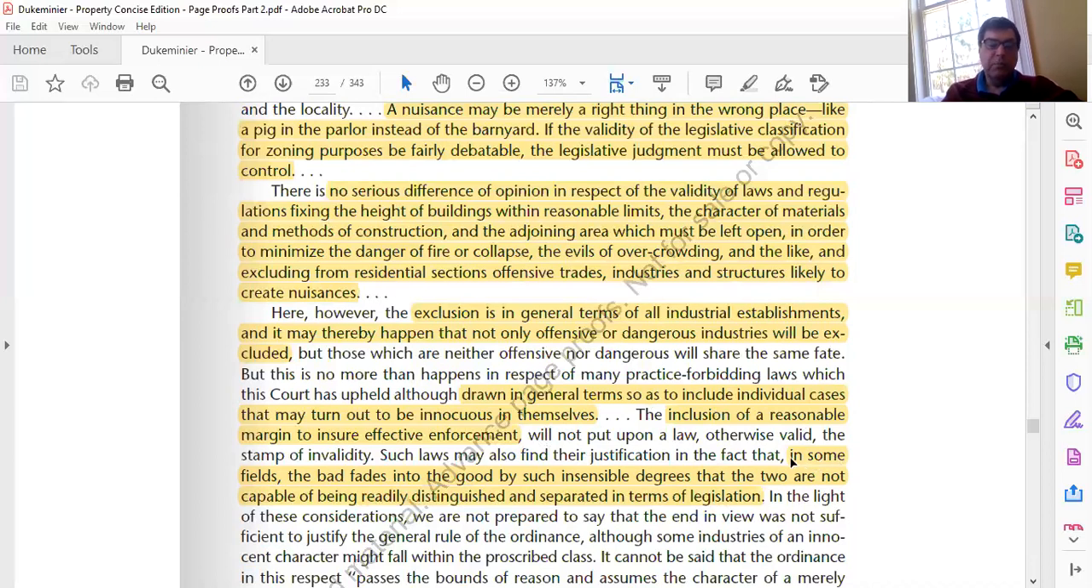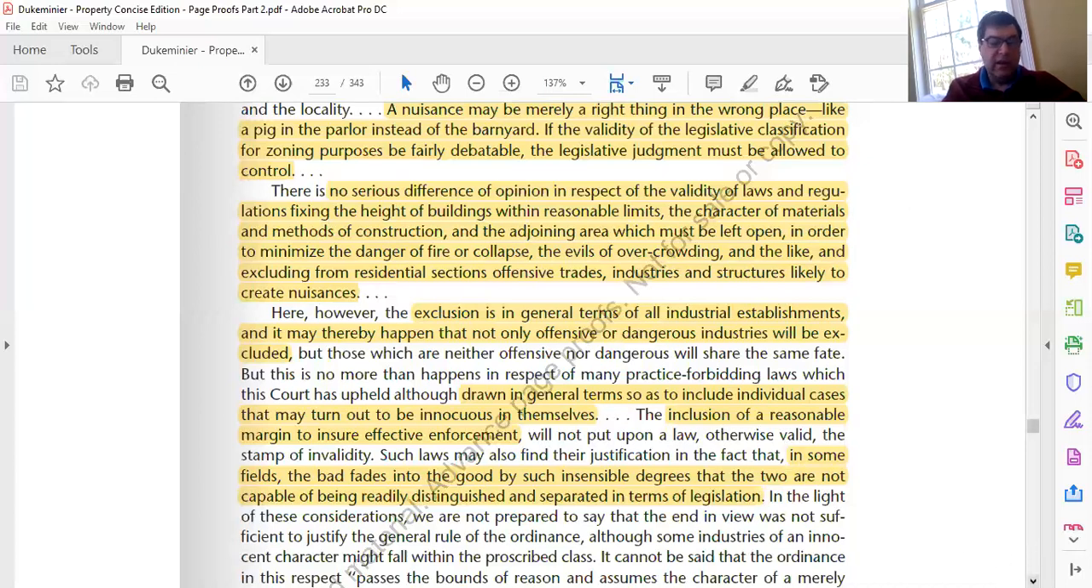And the court makes this point that in some fields, the bad fades into the good by such insensible degrees that the two are not capable of being readily distinguished and separated in terms of legislation. In other words, yes, you might have innocuous industrial uses, but the difference between the harmful ones and the inoffensive ones is a matter of degree, and it's hard to know where to draw that line in that continuum, and so the ordinance doesn't have to draw the line there. It can simply say no industrial uses will be permitted in residential areas.